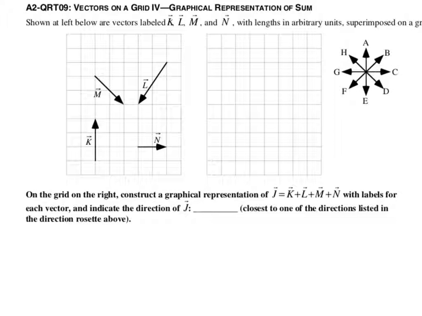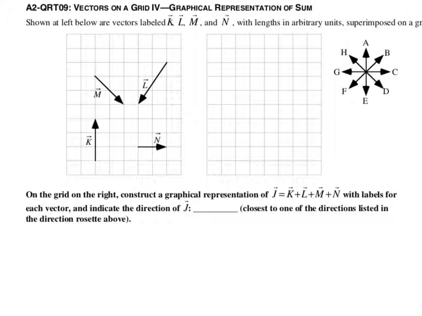Chapter 3, Sample Problem 4. Shown at left are vectors labeled k, l, m, and n with lengths in arbitrary units superimposed on a grid. On the grid on the right, construct a graphical representation of j, where j is the sum of k, l, m, and n, with labels for each vector and indicate the direction of j.